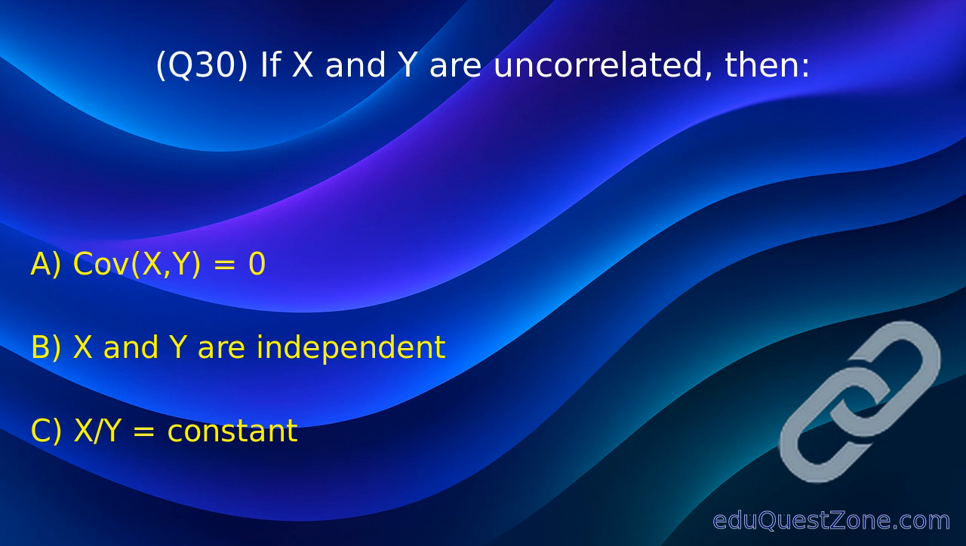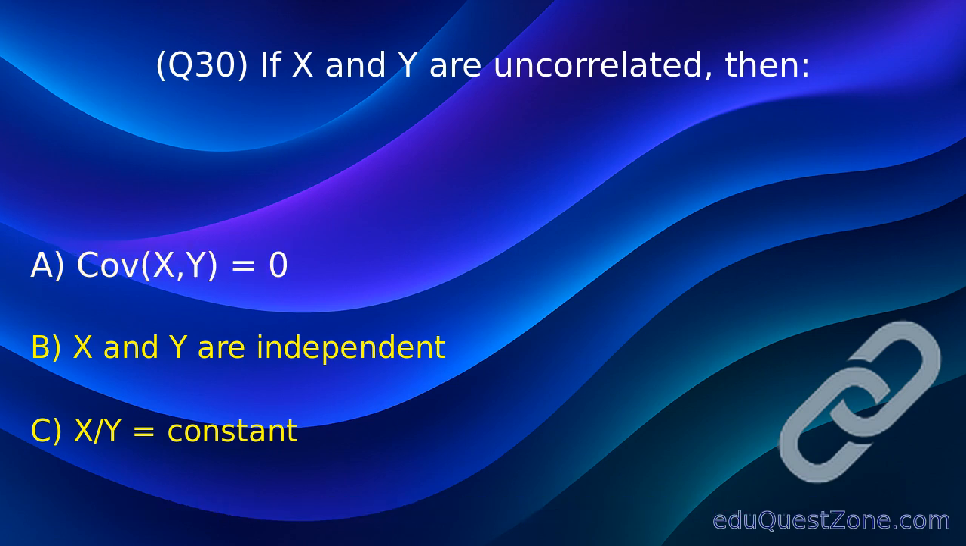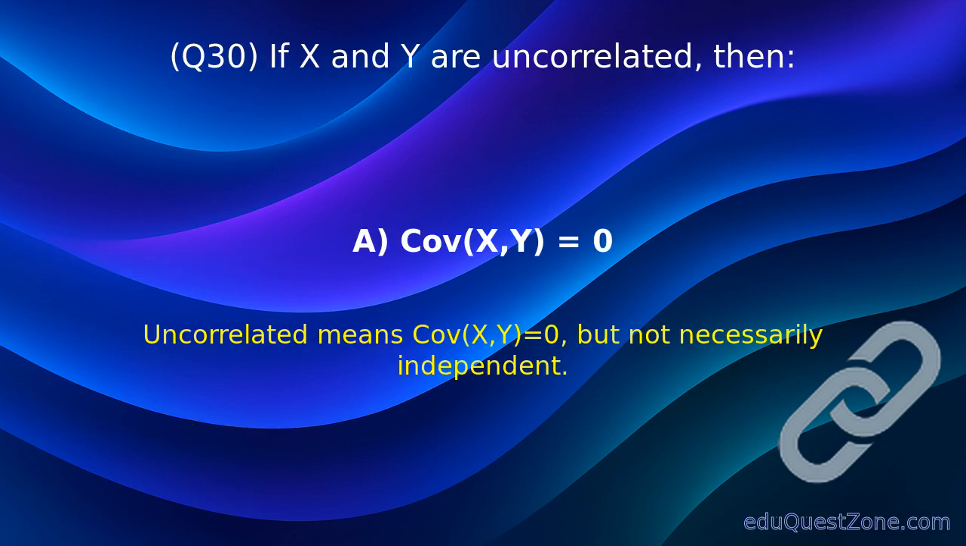Question 30. If X and Y are uncorrelated, then what is true? Option A: covariance of X and Y equals 0. Uncorrelated means covariance of X and Y is 0.